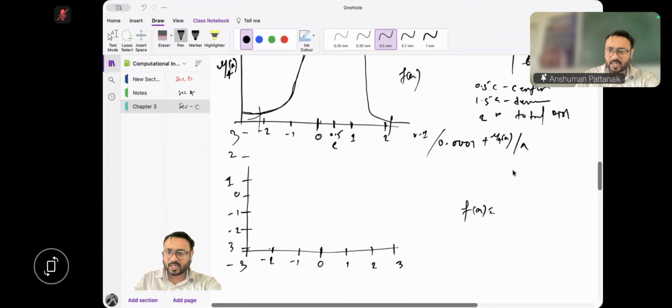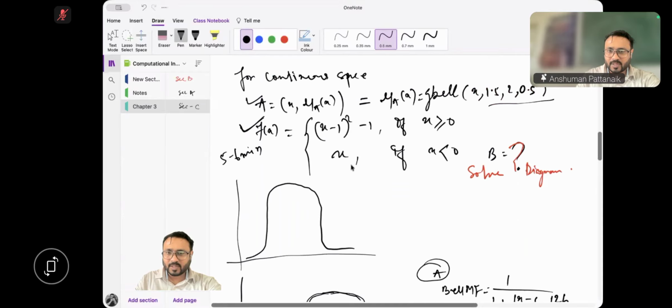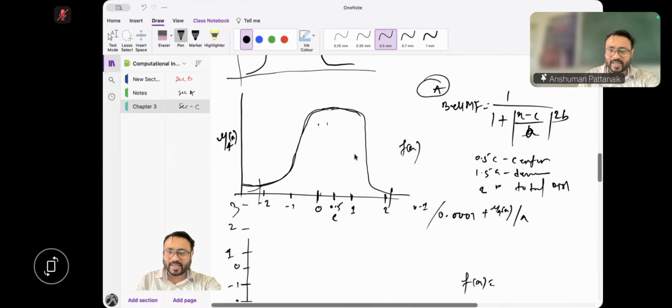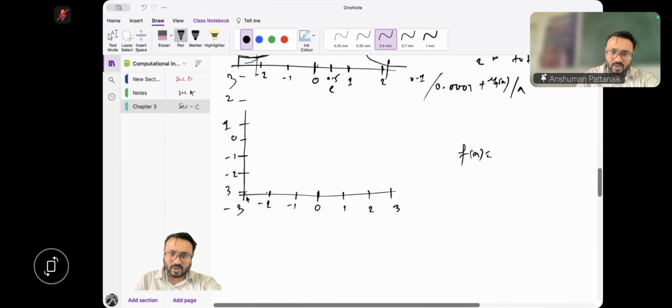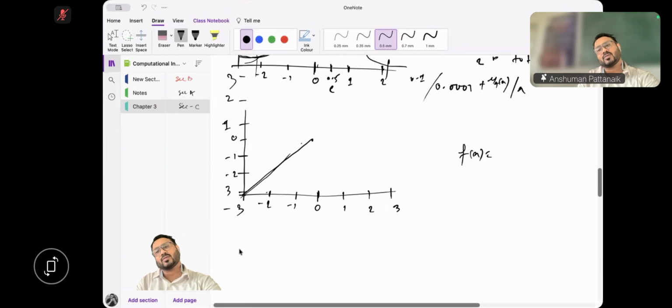Try to understand what the equation is saying. Until the value of x is 0, it will remain as it is x. So at 2, 0 and 0, this point, it will be a straight line from the origin. Yes or no? Yes, sir.